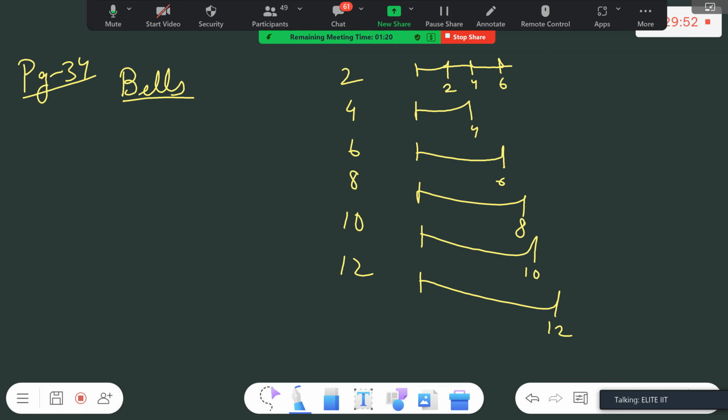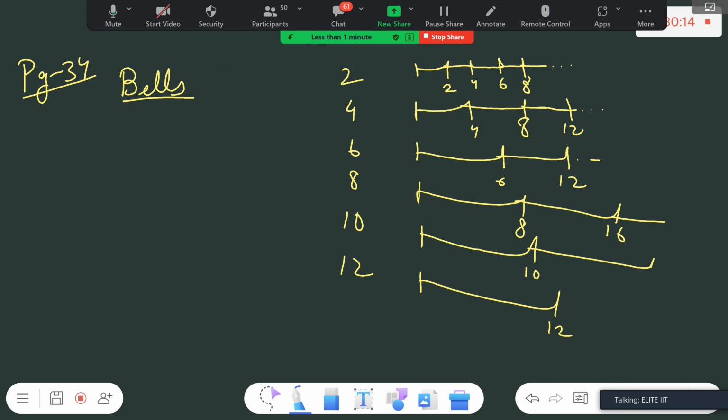This will again ring it here and so on, isn't it? Like this. This one will ring at 8 here, then again at 12 here, and so on. This one will ring at 12 here now, after every 6 seconds. This one after every 8 seconds, means at 16 seconds. This one after every 10 seconds, means 20. After every 12 seconds, means 24.